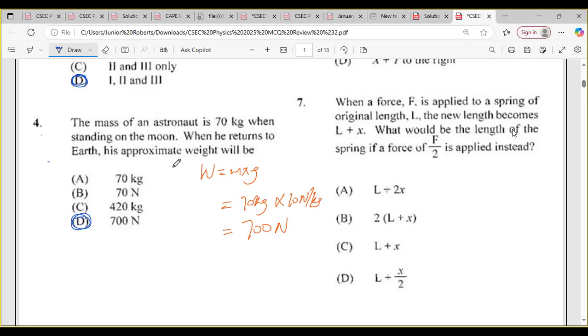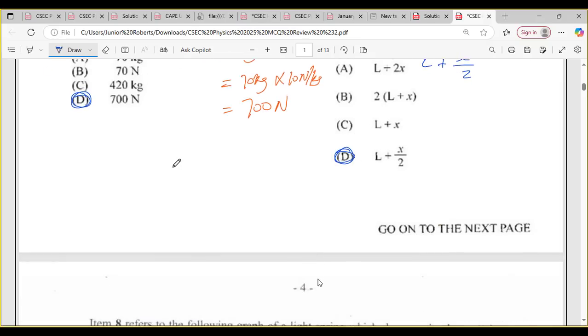So number 7 now says, when a force F is applied to a spring of original length L, the new length becomes L plus X. What would be the length of the spring if a force of F over 2 is applied? So when we apply F, the spring extends by X. So if we apply F over 2, the spring must extend by X over 2. So now in that case, the length of the spring will be its original length, L, plus the extension, which is X over 2. So that's going to be D for number 7.